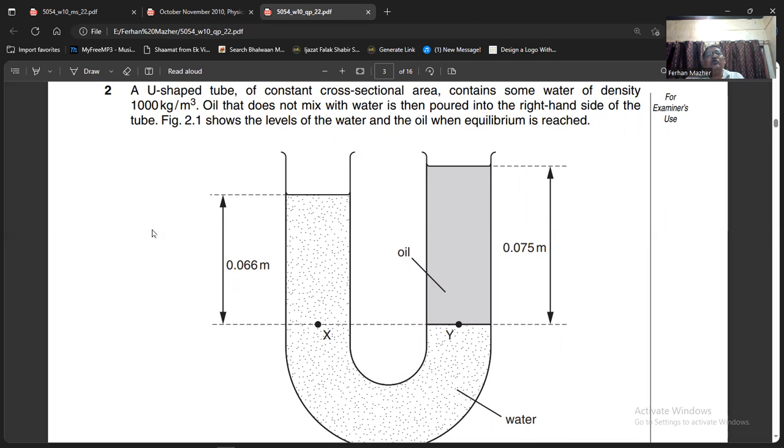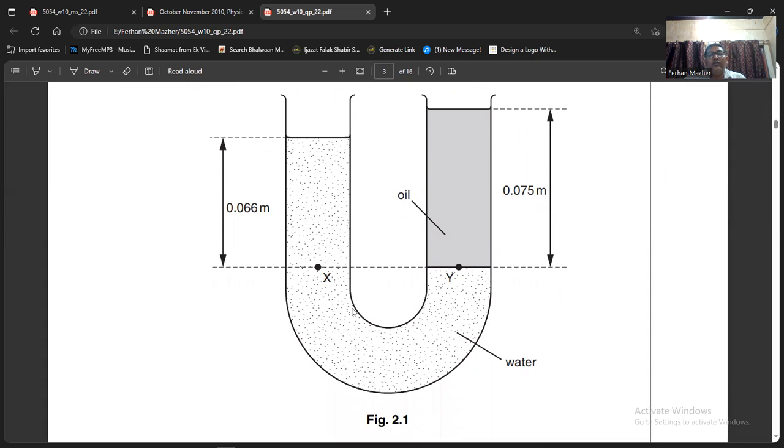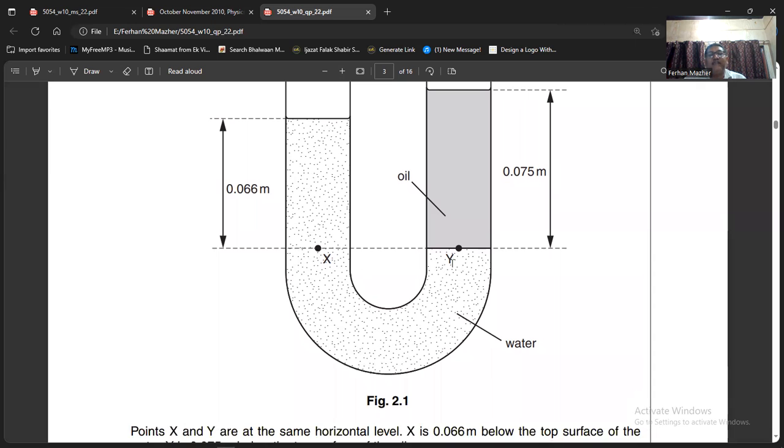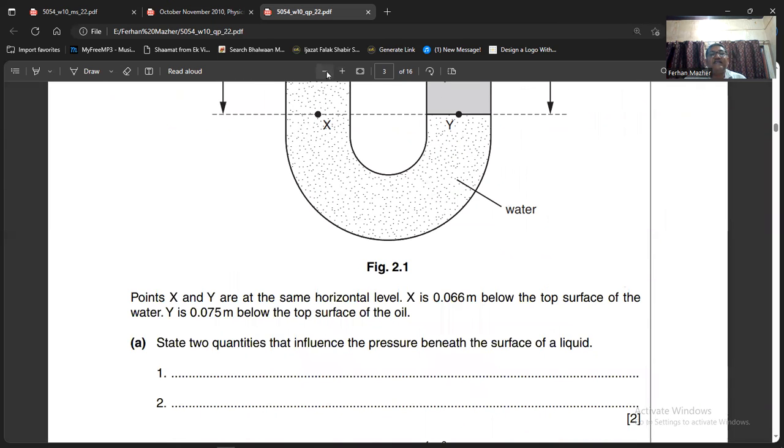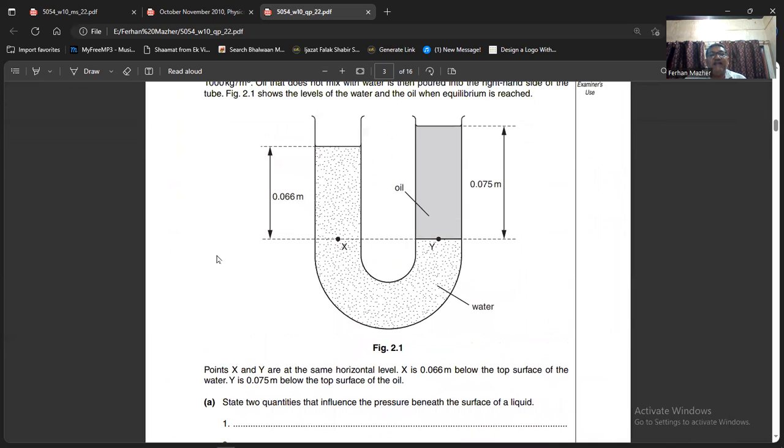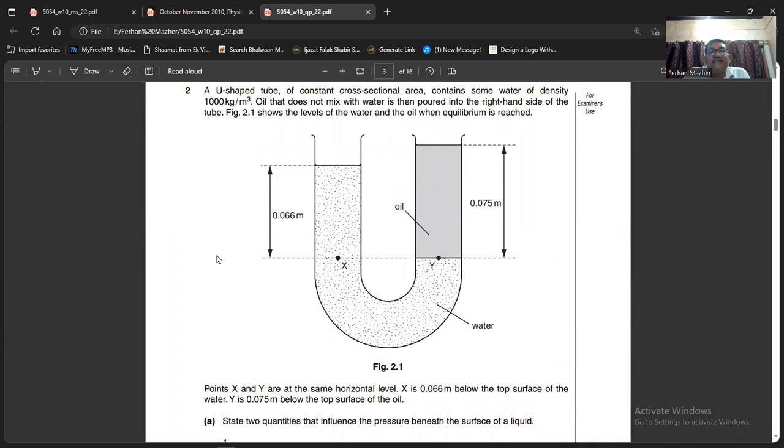Okay, so it's a U-shaped tube. So here, this blue thing, that is oil, and this is water. Okay, and they do not mix with each other. So this is point X and this is point Y. The points X and Y are at the same horizontal level. X is 0.066 meter below the top surface of the water. Y is 0.075 meter below the top surface of the oil.